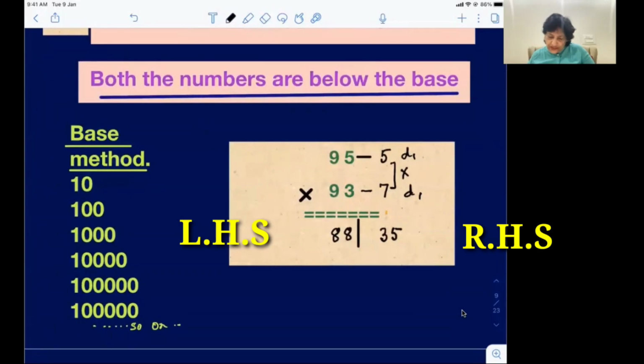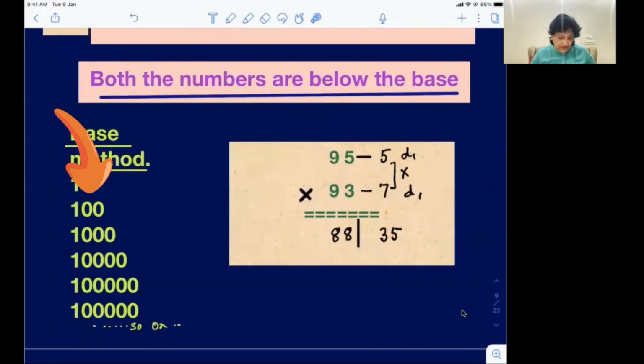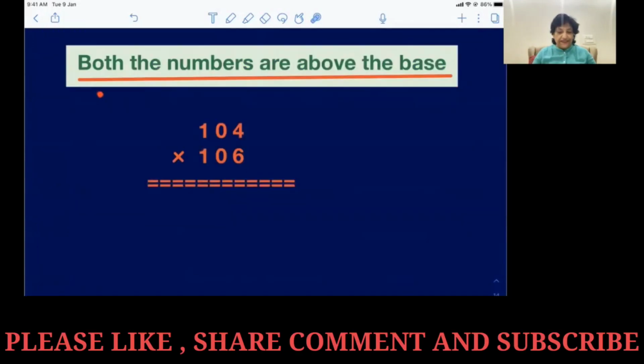And now we have one more thing to check before declaring that this is our answer: the number of digits on the right hand side should be equal to the number of zeros in the base. Now the base in this case is 100 and the number of zeros in 100 are 2 and we have 2 digits on the right hand side. So our answer is 8835.